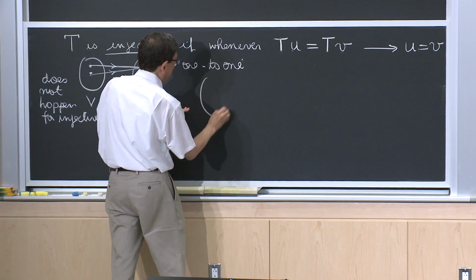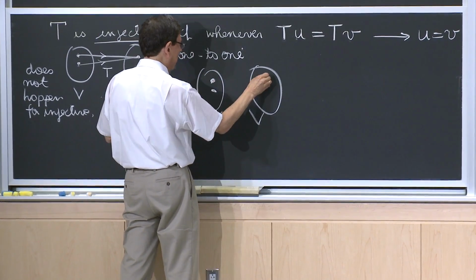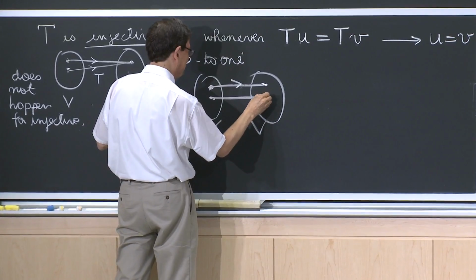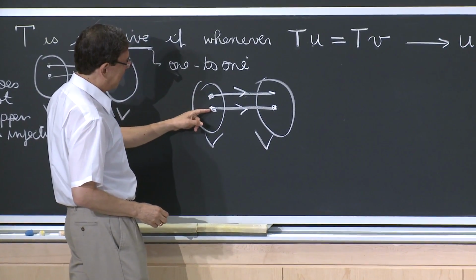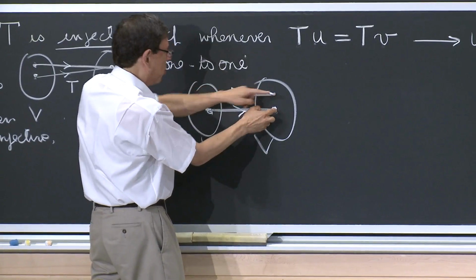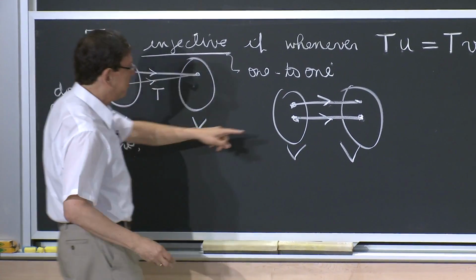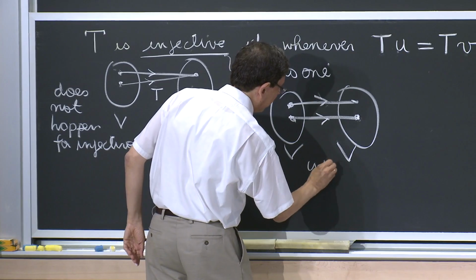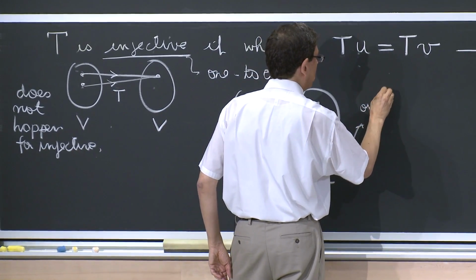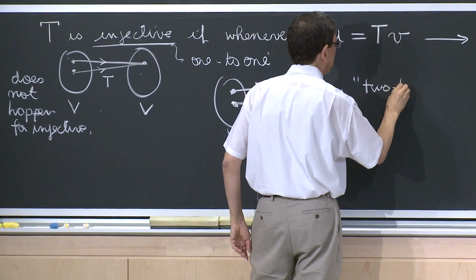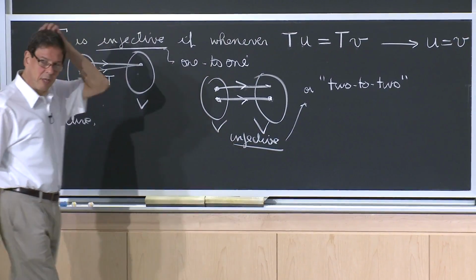That's really more intuitive. If you have V and V here, and you have two vectors, well, then they go to two things. So this is like saying two vectors that are different go to two. That's a little clearer. You know, this does not happen, but this is injective, or 2 to 2. Two vectors going into two vectors.